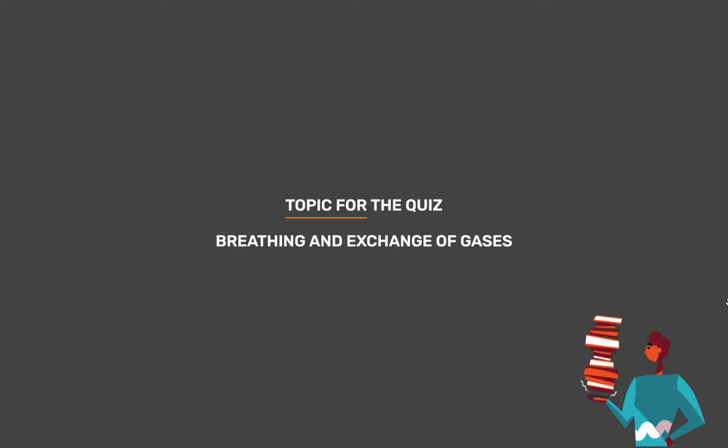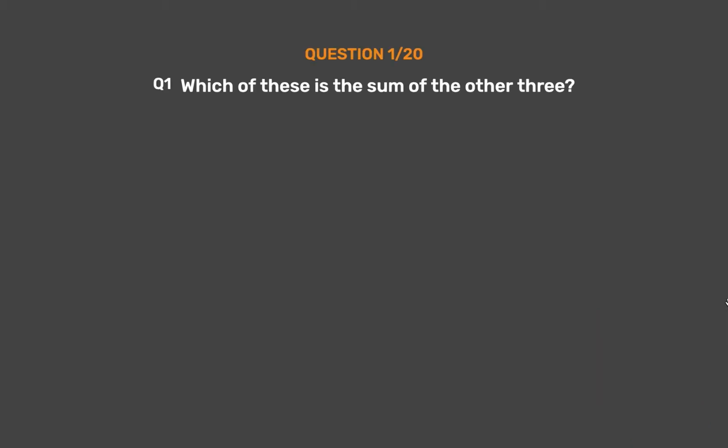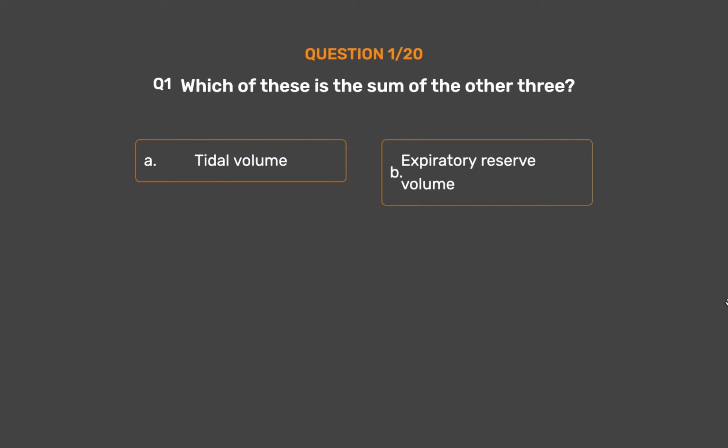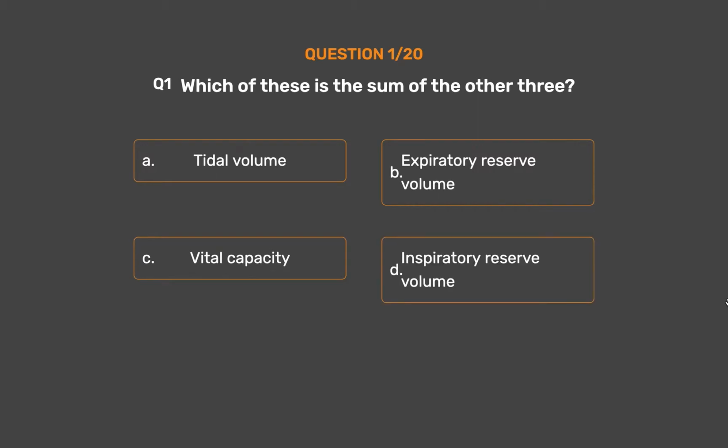Topic for today's quiz is breathing and exchange of gases. Question number 1. Which of these is the sum of the other three? Option A. Tidal volume. Option B. Expiratory reserve volume. Option C. Vital capacity. Option D. Inspiratory reserve volume.